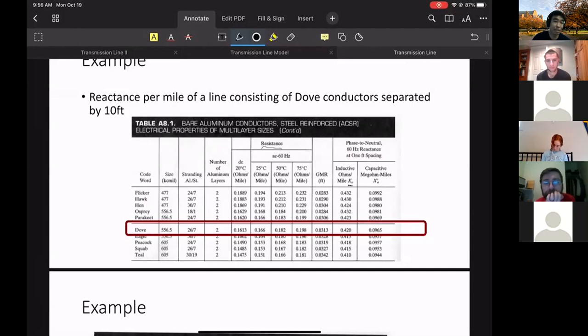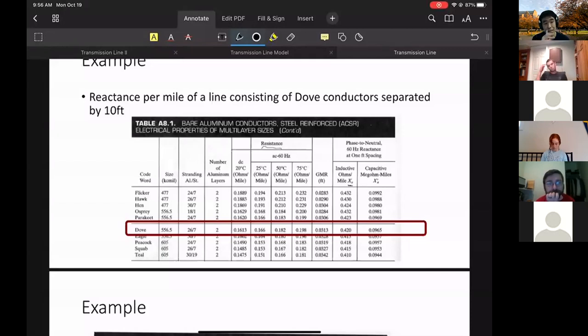So you can think of this as the value we can design by, we can do calculations with, but in practice, the value is always slightly different. And it's often a challenge to figure out exactly the line parameters.